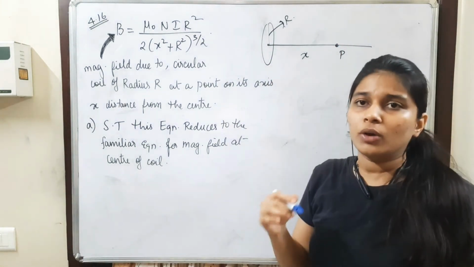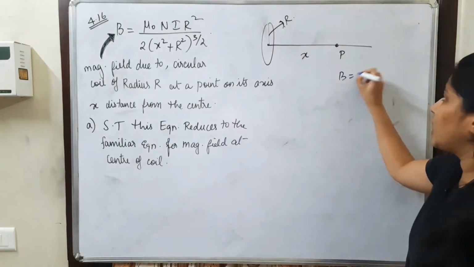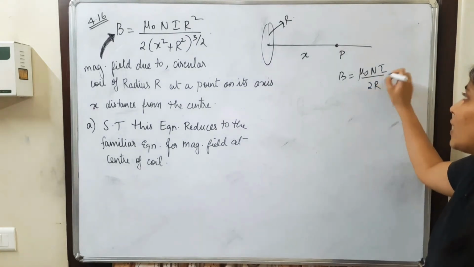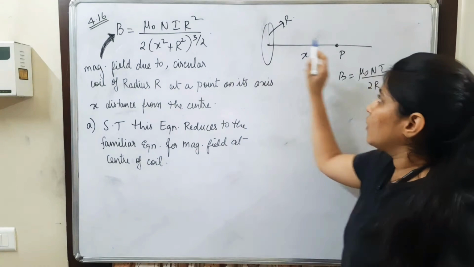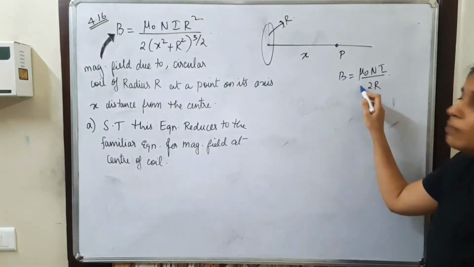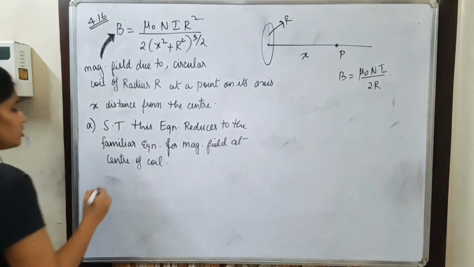So usually what is the magnetic field due to a circular coil at the center? We find that it is mu naught N I divided by 2R. So they're asking us to check whether, if in this equation we substitute the point P at the center, we will get this equation back. That is what they're asking us to check. So it's quite straightforward, this question.